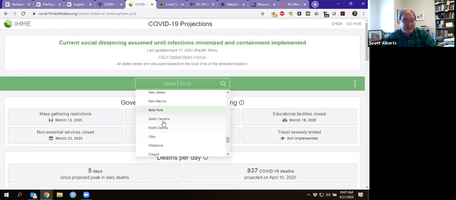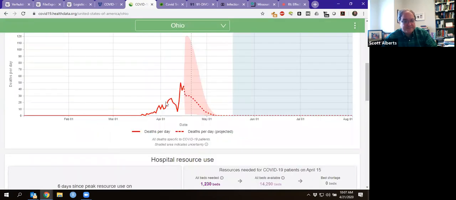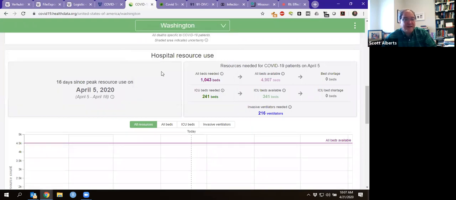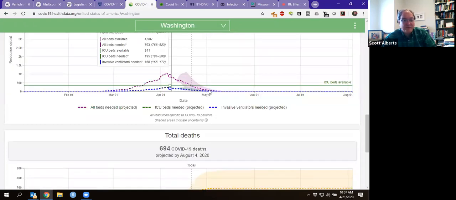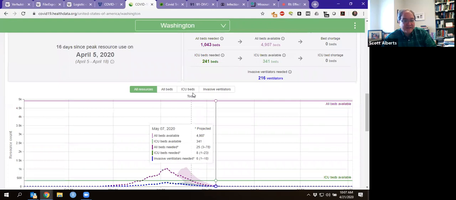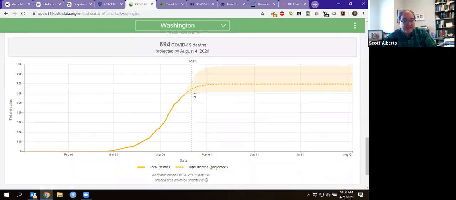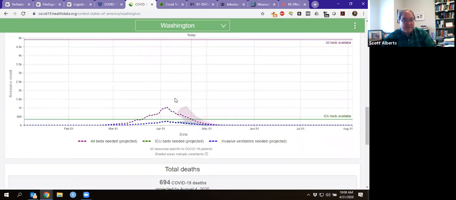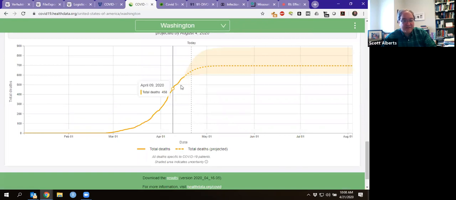One other state to look at is Ohio, which remember was very close, and they've actually already started their downward trajectory. Washington is one of the first states that had the outbreak, and you can see that they're almost all the way down, and actually this model says that they can open up on May 18th, so that's in only a couple weeks, using the containment strategies. And again, they've pretty much hit their curve. They've bent the curve, as they say.